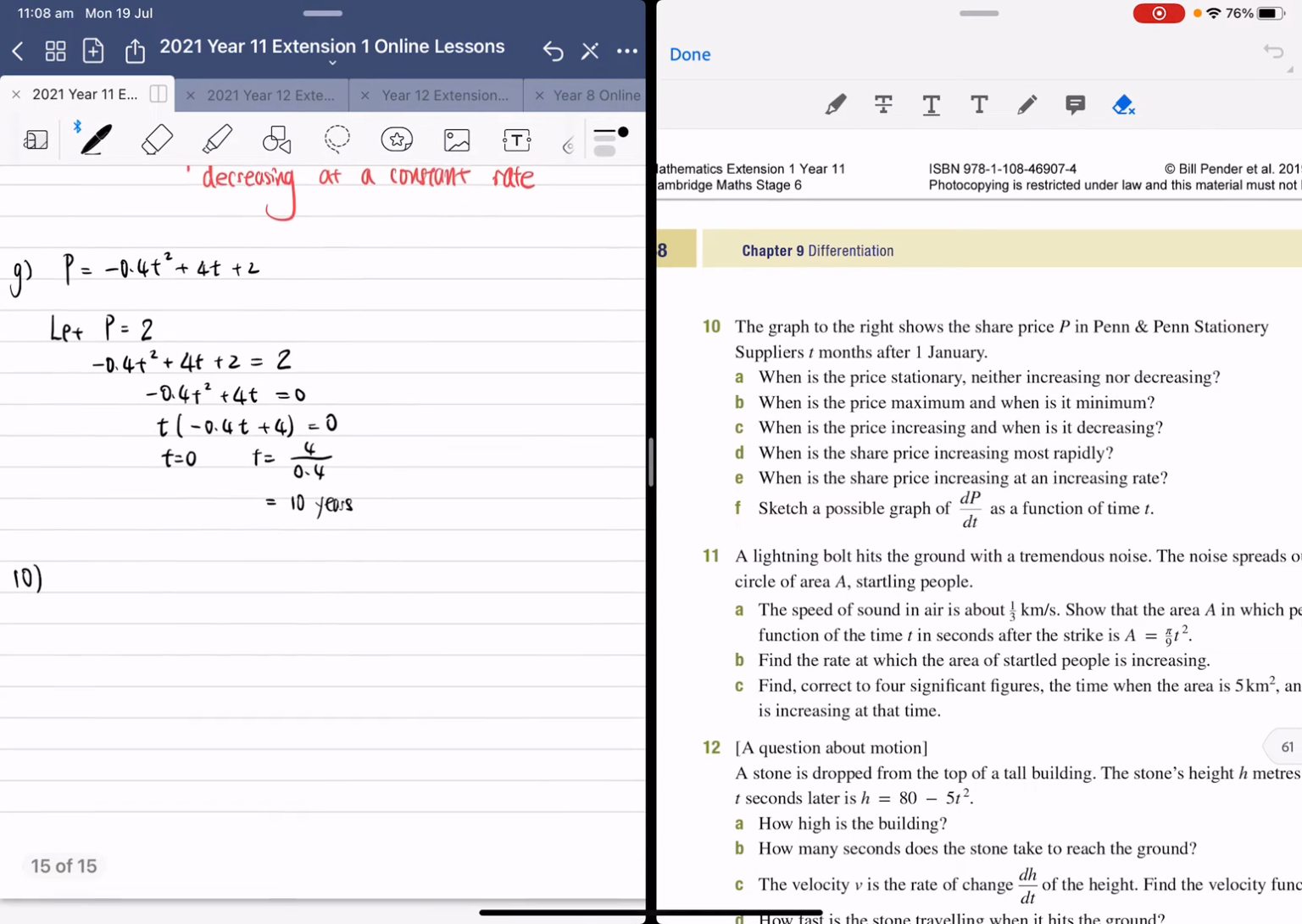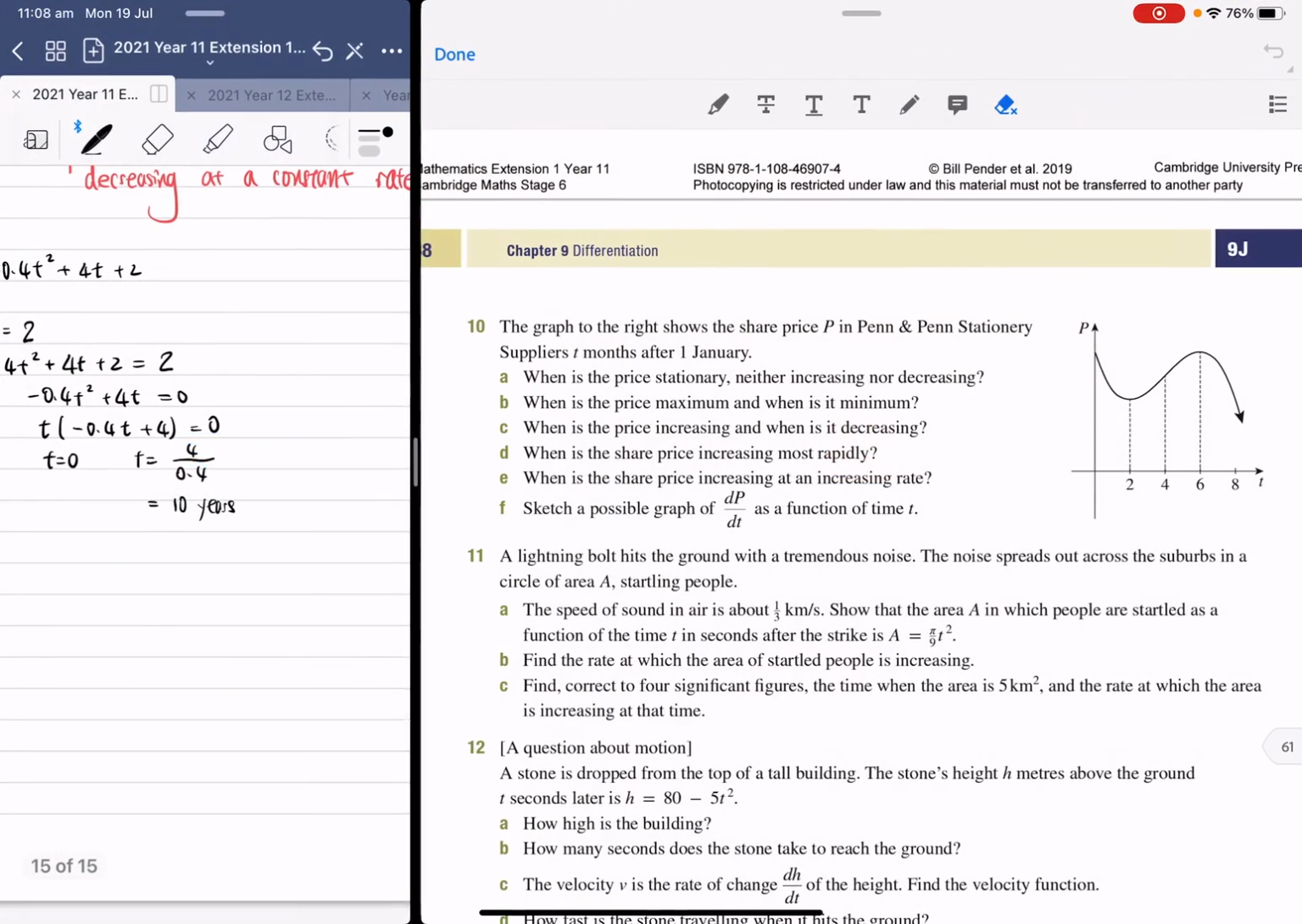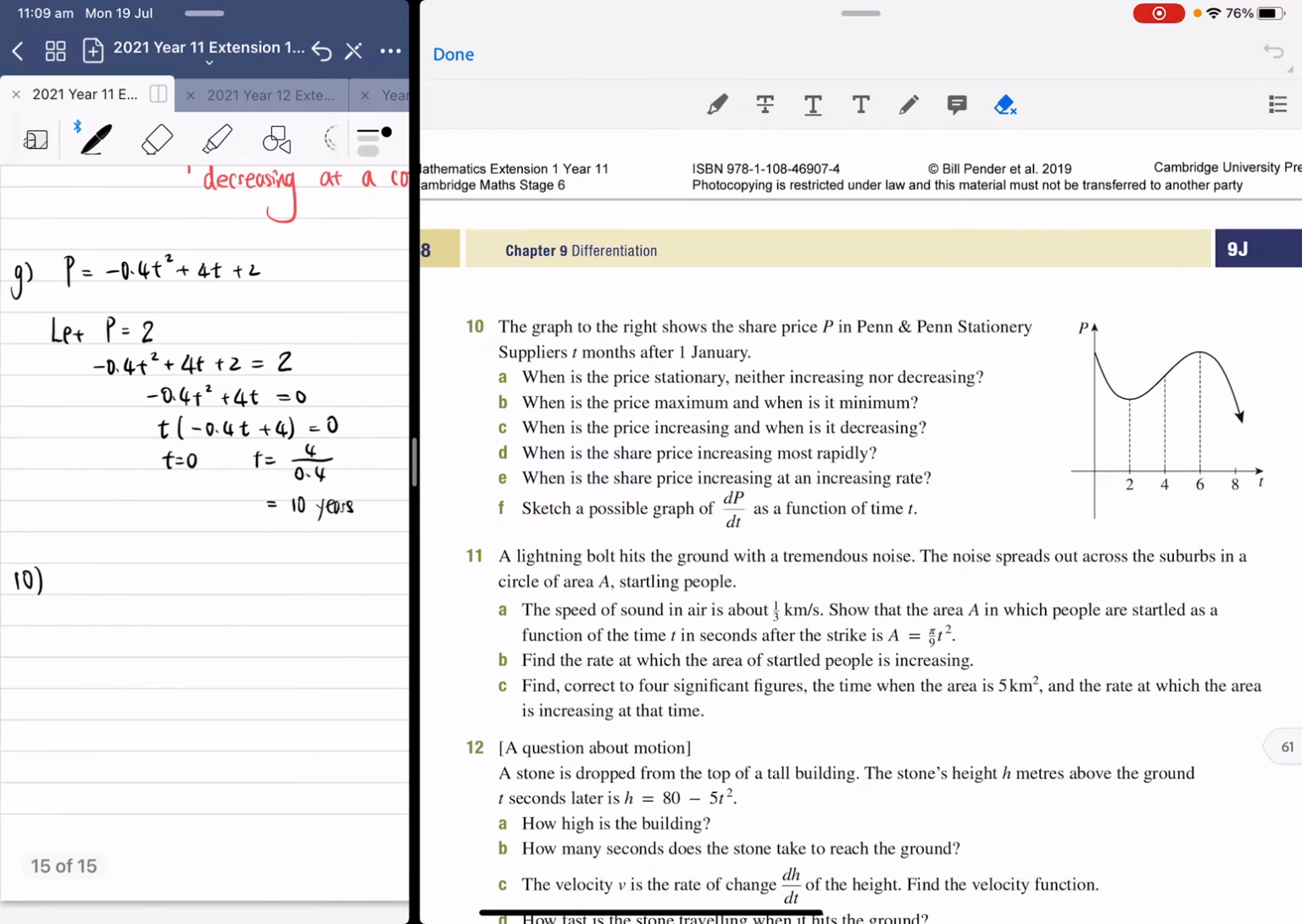All right, so have a look at question 10. The graph to the right shows the share price. Oh, it's a share price again. So horizontally is the time, vertically is the share price. The question says t is months after the 1st of January. Okay, good. So it's in terms of months again. So first question here, A. When is the price stationary?